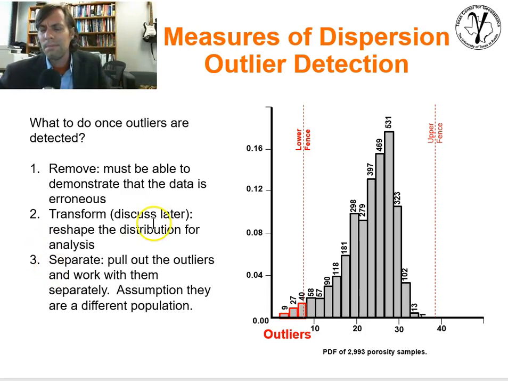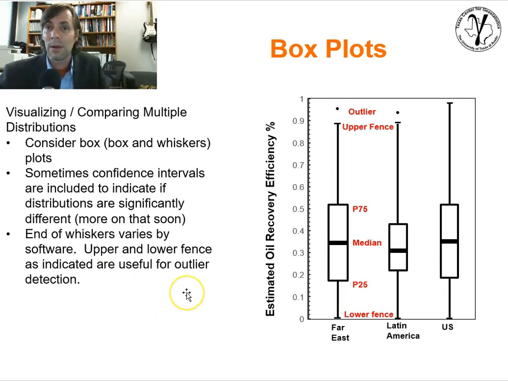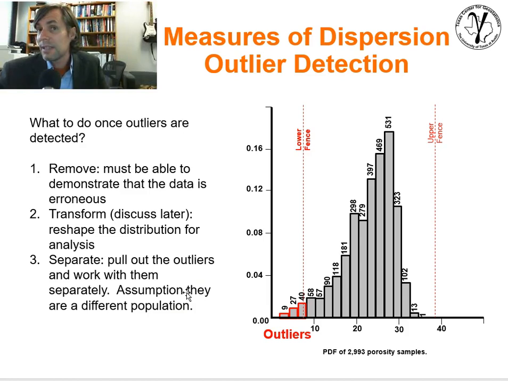You could transform. After you've explained it and decided to keep working with it, you may decide to use a distribution transform, which will take care of some of the numerical issues that may creep in if you have outliers in your distribution. Probably more common would be to separate them. Pull out the outliers and work with them separately. Once again, they might be something interesting that we should try to understand about the subsurface. Maybe a brand new type of facies or something.